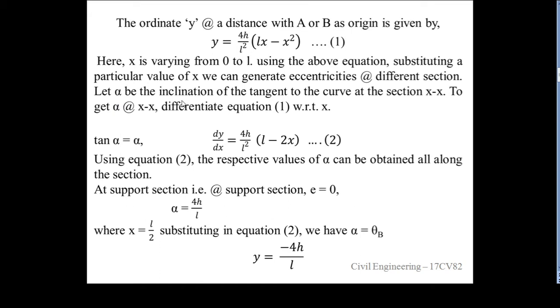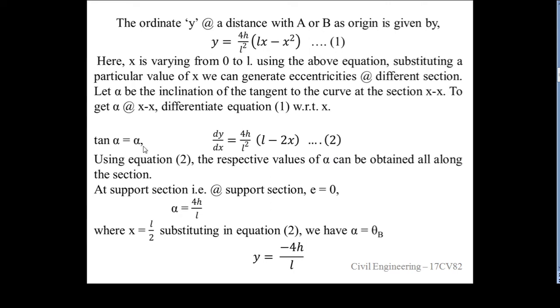Let alpha be the inclination of the tangent to the curve at the section xx. To get alpha at xx, differentiate equation 1 with respect to x. Integrating Lx gives L x² by 2, and we get dy/dx = 4h/L² (L − 2x) ... this is equation number 2.